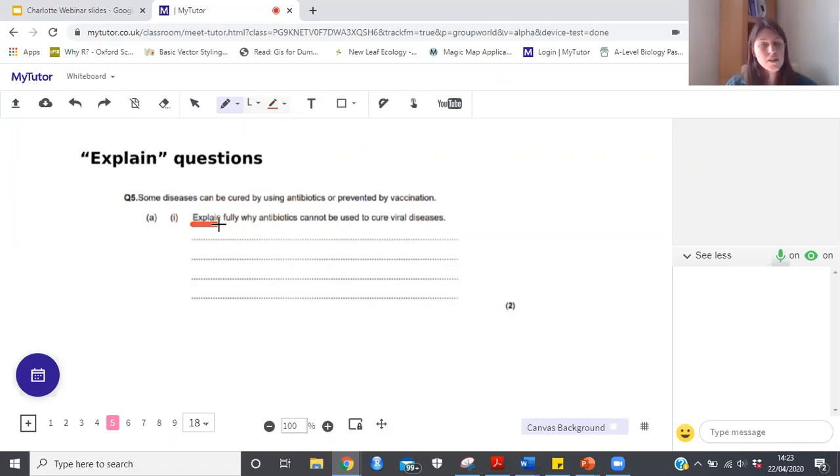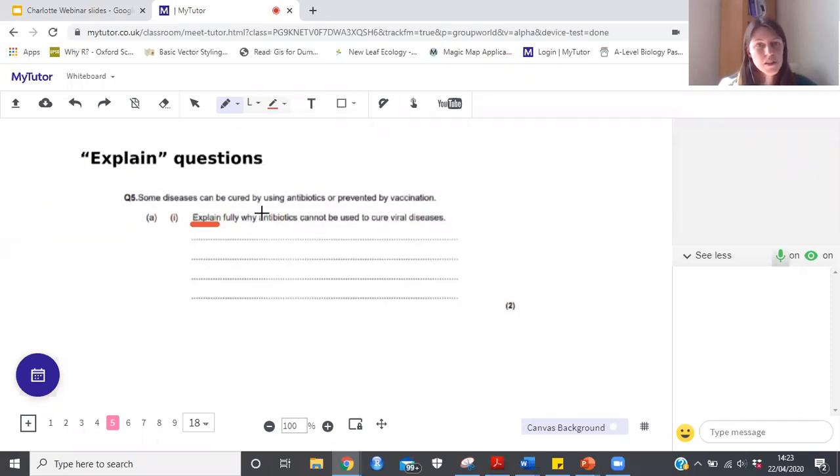A key word in an explain question is always the word explain because it's the command word, and it's always worth underlining the command word in a question if you need to. Sometimes you'll have different ones, so usually you'll have explain, you might have interpret, you might have other examples of what they would want you to do. So it's worth knowing and making sure that you attach that to the number of marks.